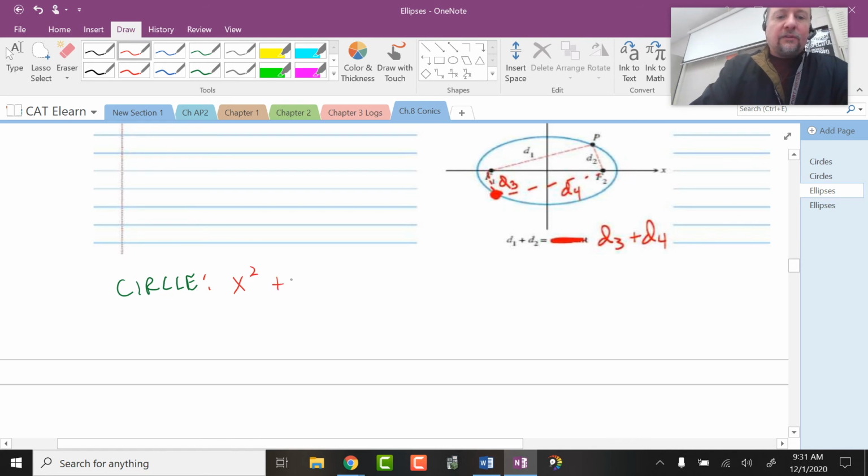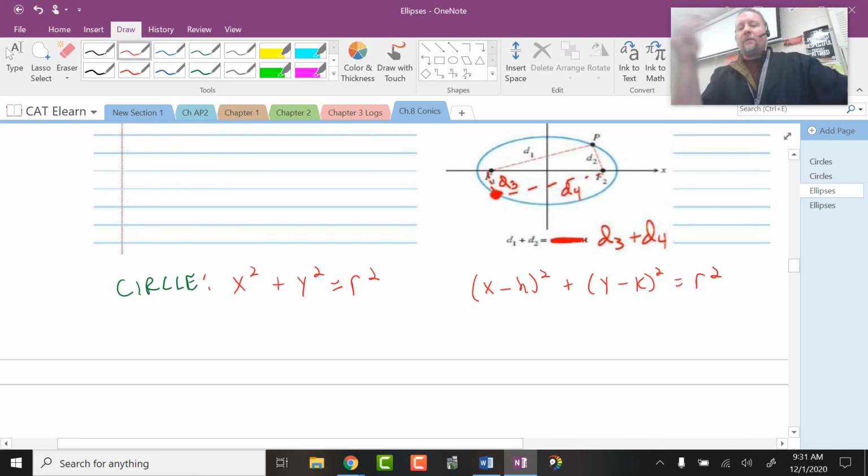x squared plus y squared equals r squared. And I had that written down there, so it just reminded me. And then, of course, if the center is h comma k, then it's just x minus h squared plus y minus k squared equals r squared, where now the center is some other number other than 0 comma 0.